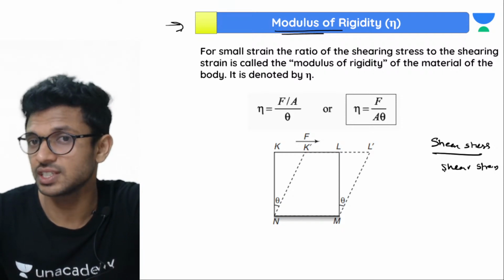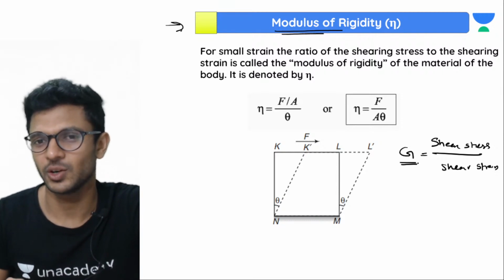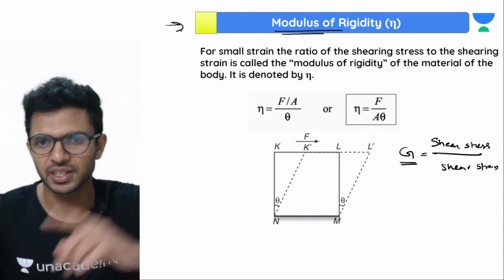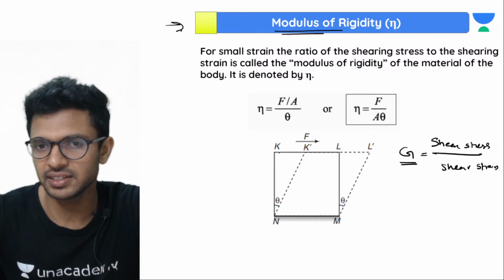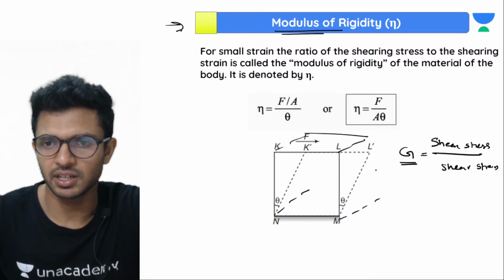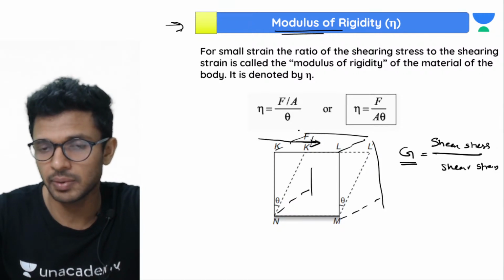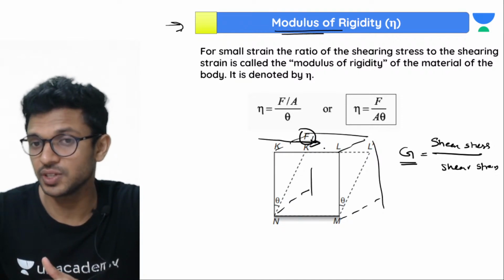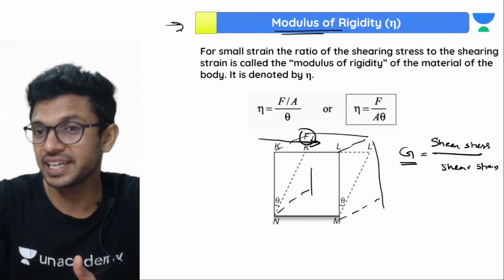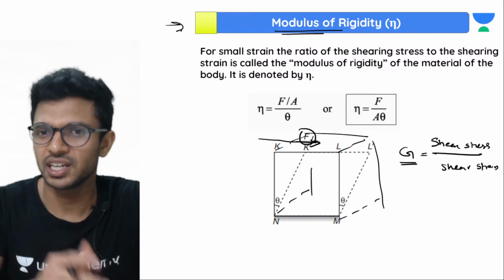That ratio of shear stress by shear strain, we call it by the name of rigidity modulus. Shear stress, I hope you all remember. If you are having a cube like this, and you are applying a force parallel to the surface, what happens? The body will be making an inclination. So the stress produced in that case is shear stress. The strain produced, we call it the shear strain. Their ratio is rigidity modulus.